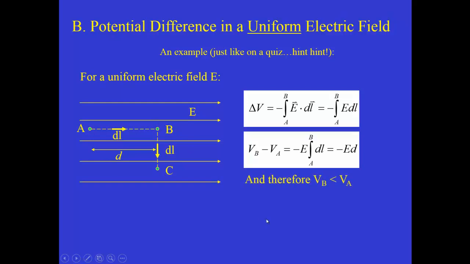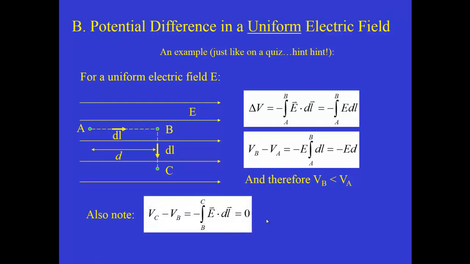So now let's do the same calculation for the path going from B to C. And notice here we also have a very simple calculation if we pick the path straight down, which is perpendicular to E. So E and dl are going to be exactly 90 degrees apart. The cosine of 90 is 0, and so that gives us 0. That tells us that for this path and all points along it, if we extended that line up and down, as long as it's a perpendicular line to the field lines E, then we would find the potential would be the same everywhere on that path. So VB is equal to VC.